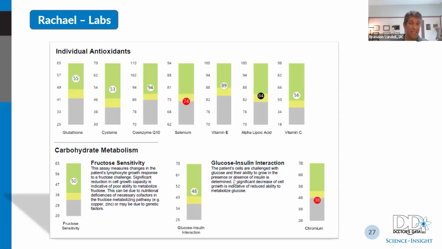So we can see right here what we can do immediately in addition to what she's already taking. So we know that she's not going to experience health, no matter how many supplements she was taking. She wasn't getting the right foundation. And without the right foundation, you're not going to achieve clinical success.